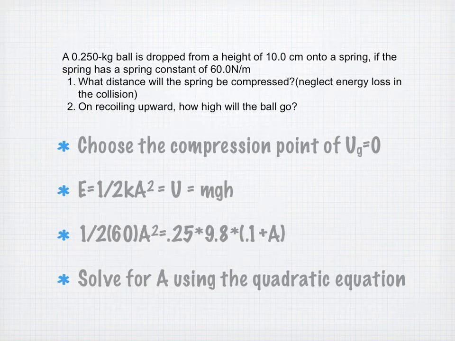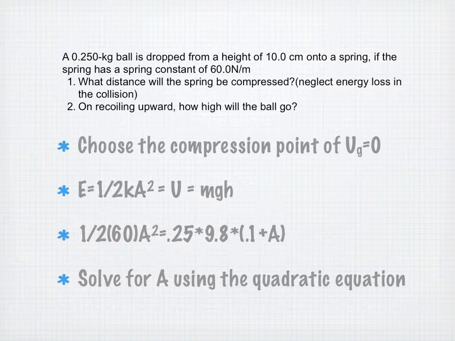Question 2. A 0.25 kilogram ball is dropped from a height of 10 centimeters onto a spring. If the spring has a spring constant of 60 newtons per meter, what is the distance the spring will be compressed, or what is the amplitude? We're going to neglect any energy loss in anything other than spring compression. And then, on recoiling upward, how high will the ball go?